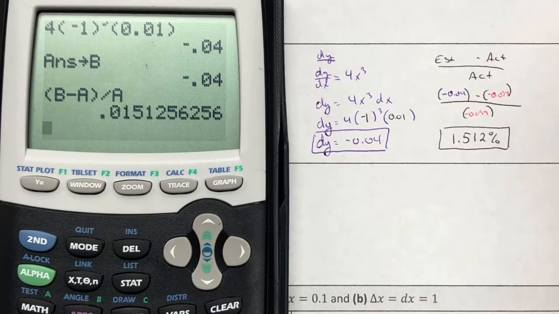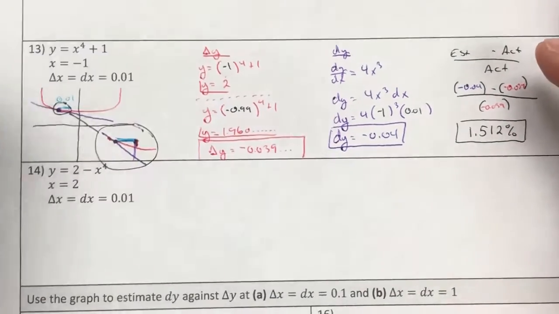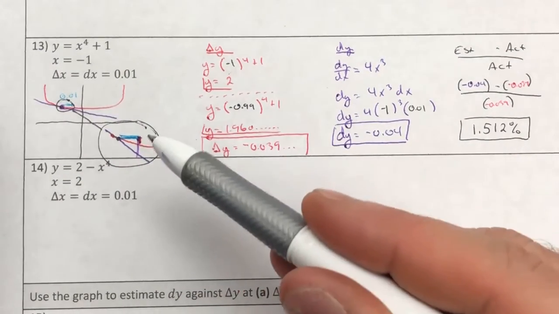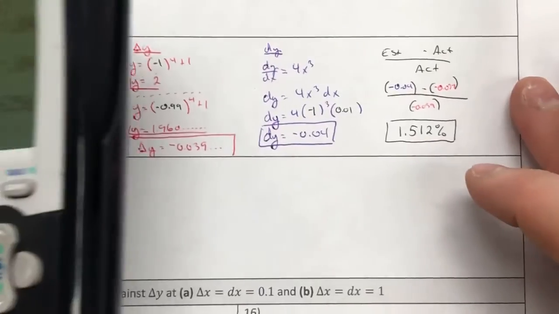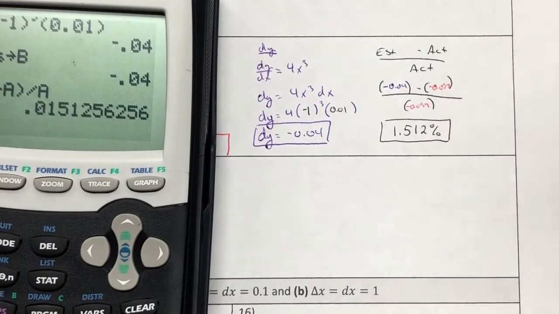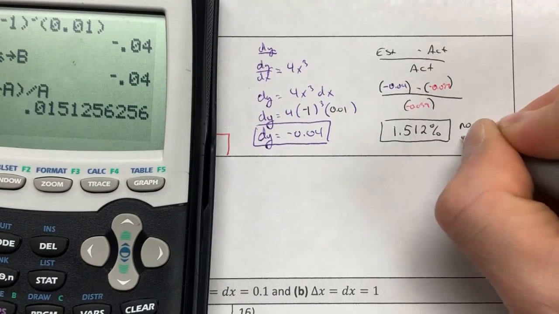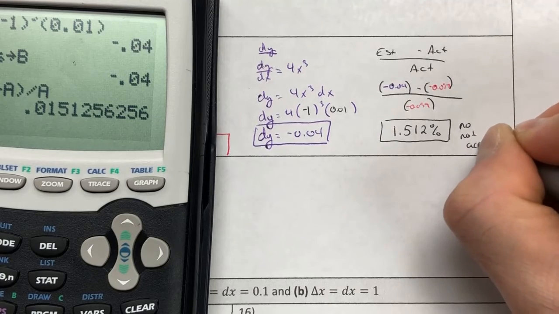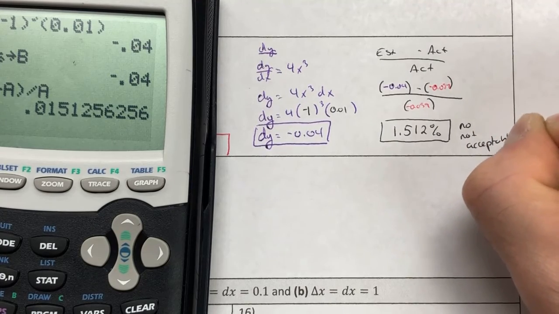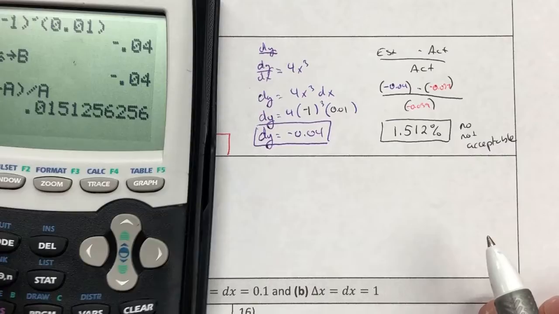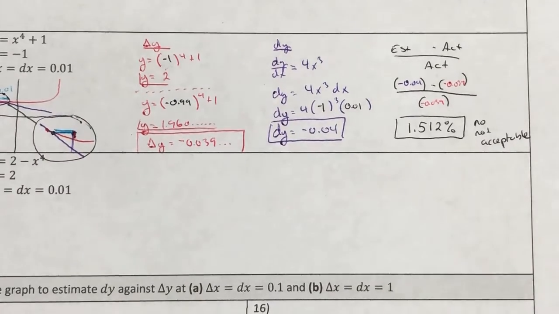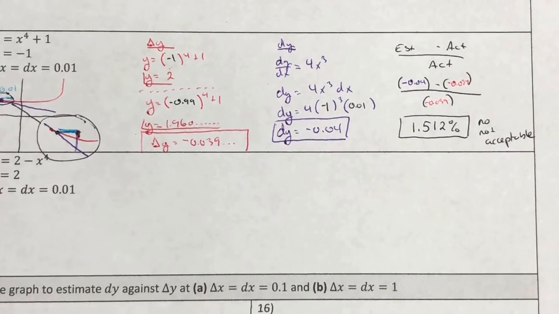So I overestimated by about, or I guess you'd say I underestimated because I was under it, but I overestimated the change by about 1.5%. So this is also not acceptable. Pretty close, almost there, but I overestimated the difference by about 1.5%. So can't do that.